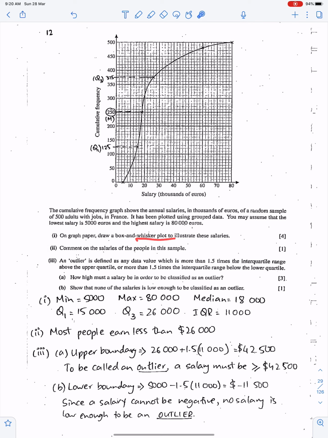Draw a box plot. For a box plot, we need 5 important pieces of information: minimum and maximum observations, Q1, median, and Q3. For median, take half of this, 250. This is the median. For Q1, take half of 250, 125. This is Q1. For Q3, take the half of these two, 375. This is Q3.